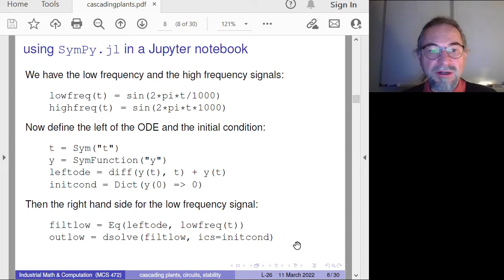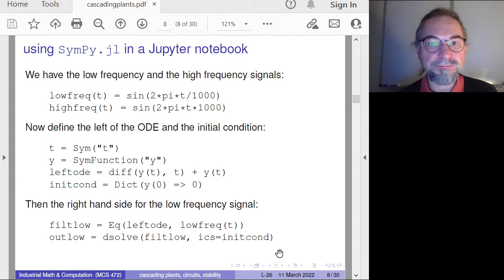Okay, so then for the low frequency input, we are going to evaluate the low frequency function defined at the first line here in the code, at the symbol. So the t at the beginning is different than the t towards the end. The next to last line gives a symbolic equation, not a function. And then we apply dsolve, passing the initial condition to the solver along with the equation.